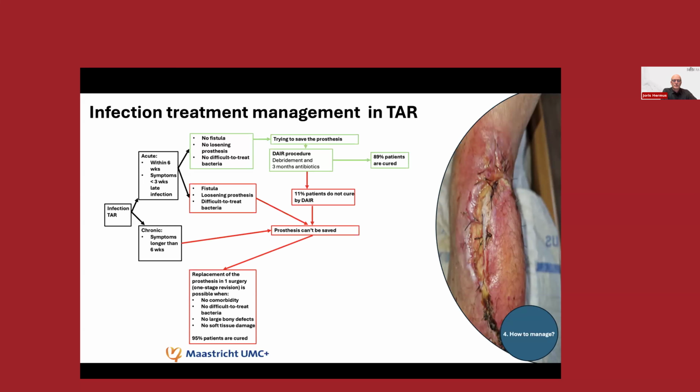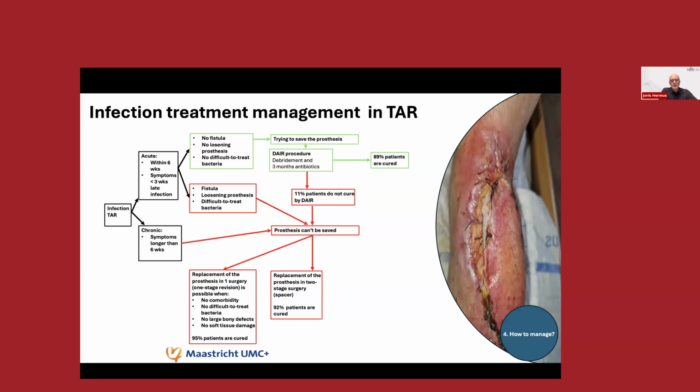Sometimes we try to do a one-stage revision, especially when there are no large bony defects or no difficult to treat bacteria, but also no soft tissue damage, because otherwise you need to have a plastic surgeon who can do the reconstruction of the soft tissue.